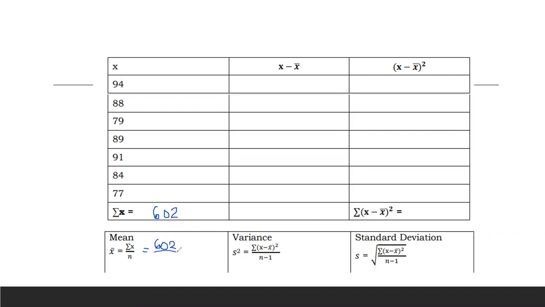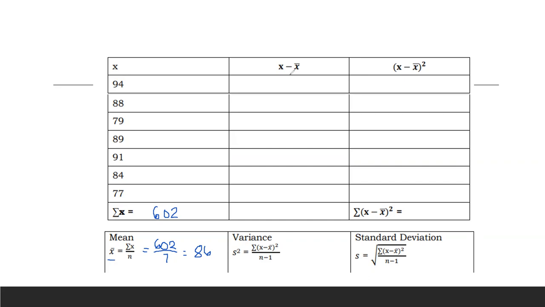Ilan nga ba ang ating sample? We have 1, 2, 3, 4, 5, 6, 7. So that's 602 divided by 7. 602 divided by 7, that will be 86. So now we have our mean, represented by x bar for our sample, that will be 86.